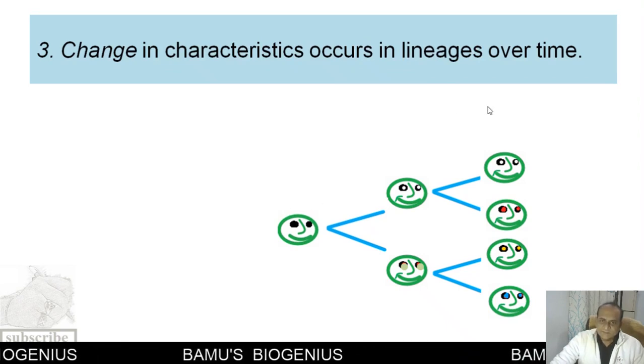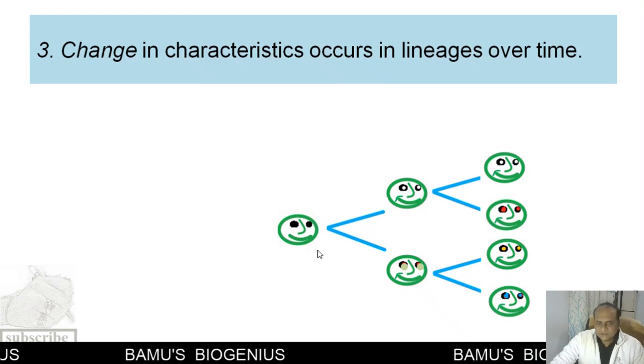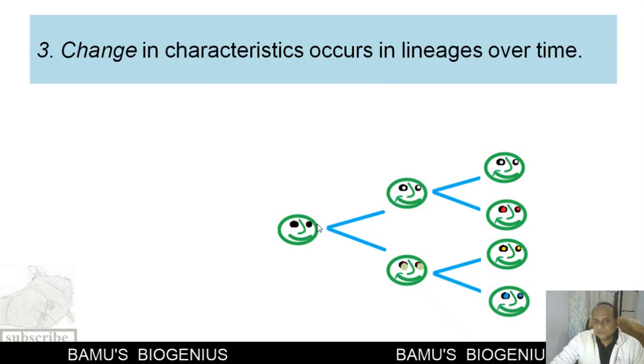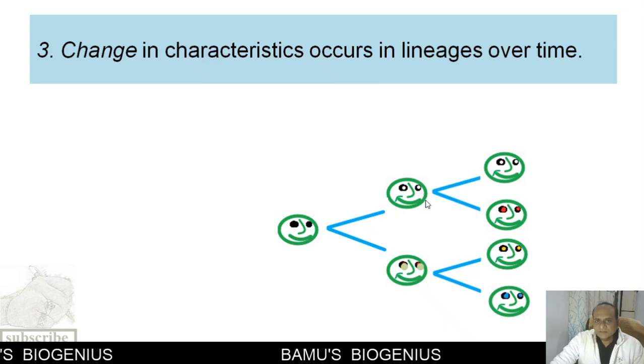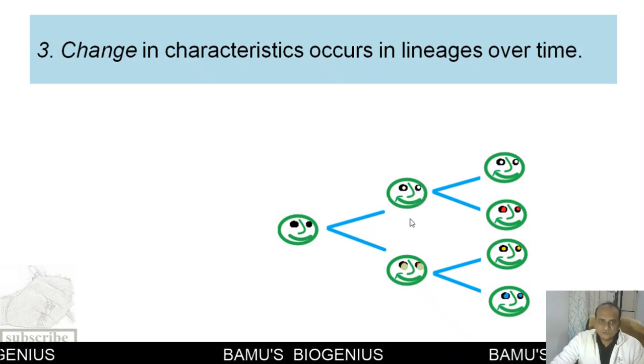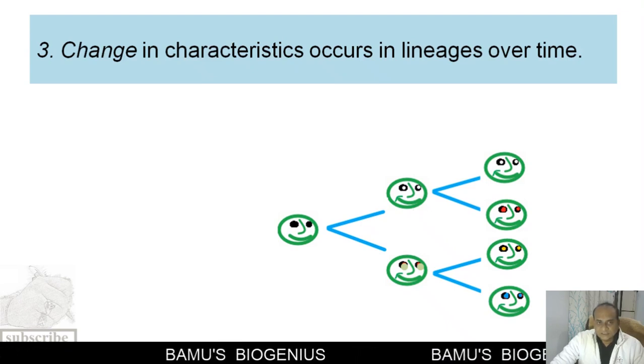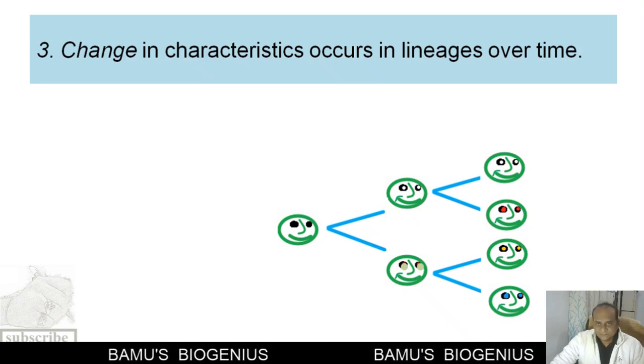The third one is that change in characteristics occurs in lineages over time. As time passes, a species is not static, but shows variation in subsequent generations, and so a change accumulates and gives rise to new species. So this is the third assumption: a change in characteristics occurs in lineages over time.